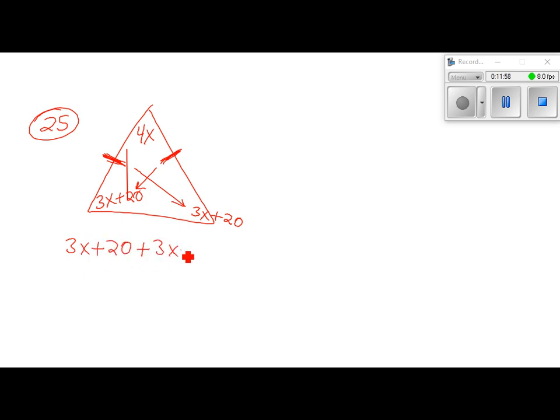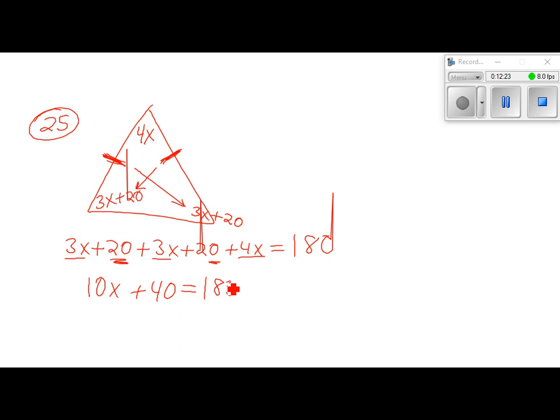Plus 3x plus 20. And then plus 4x. Add 8. Now what? Add plus 20. Combine like terms, collect like terms. 10x plus 40 equals, now what? Minus 40, each side.